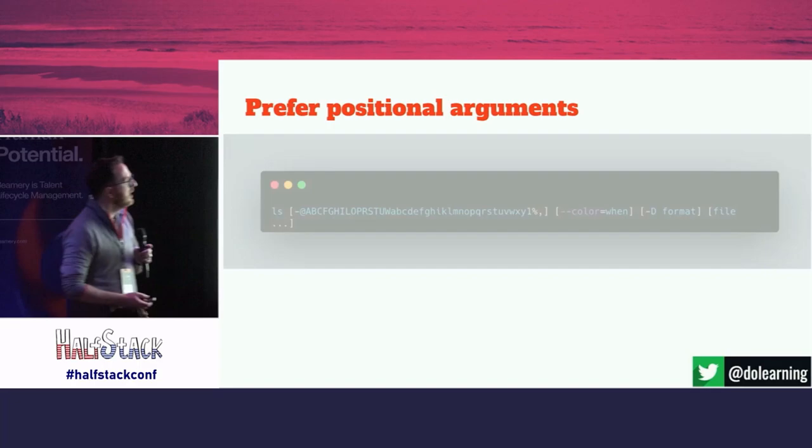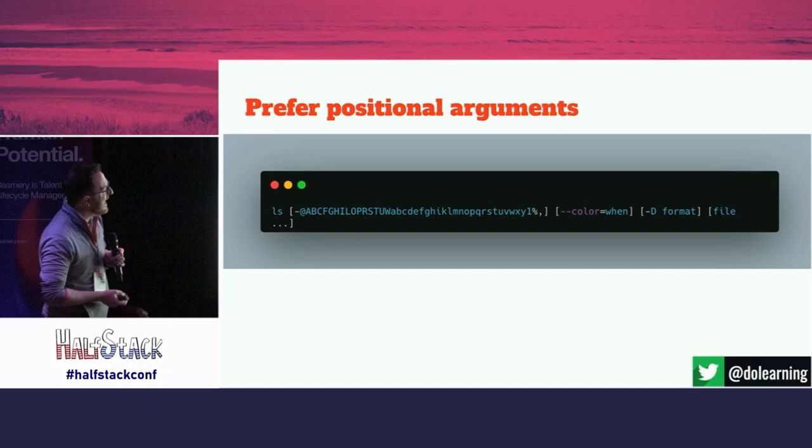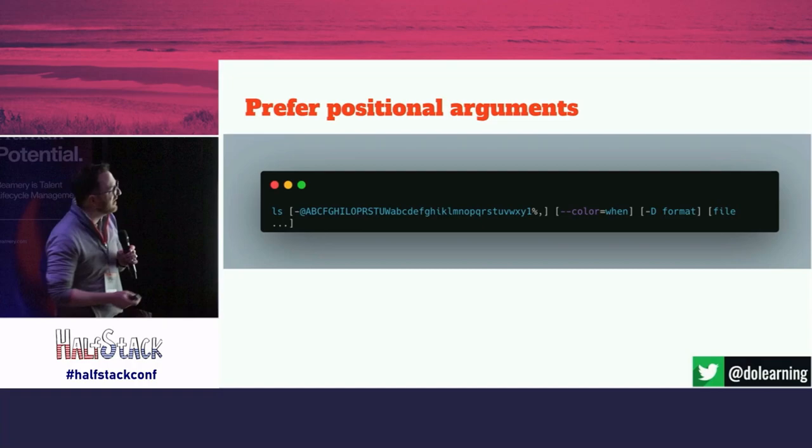So as our terminals against humanity, we're not following existing patterns, we're hiding functionality, and we're preferring positional arguments. This is the man page, or the signature, for the ls utility, which has, I think I counted, 43 possible flags that you can have with the ls tool. For me, that feels like a crime against humanity as well.